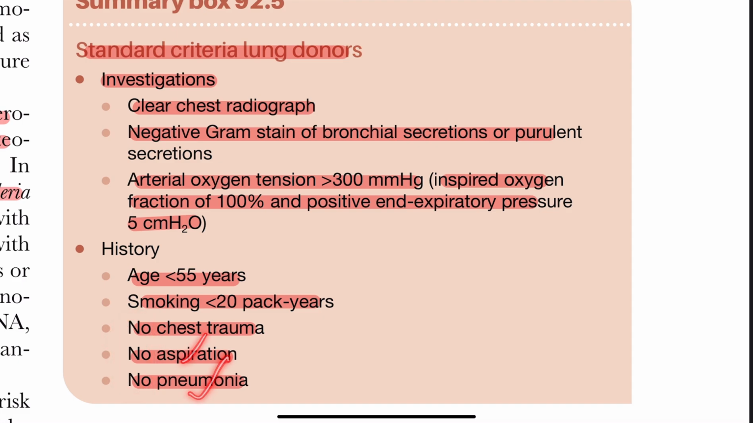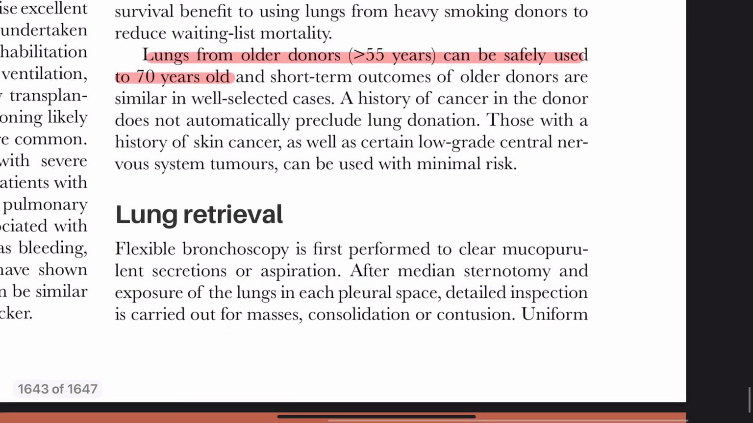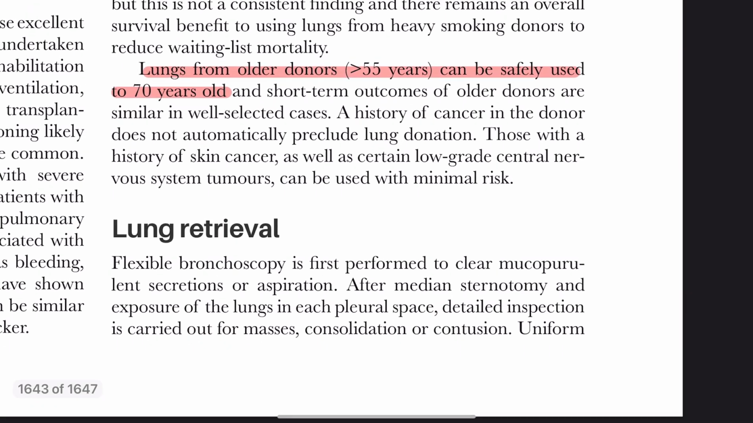aspiration, or pneumonia. Regarding investigation, there should be a clear chest radiograph, negative Gram stain for bronchial or pleural secretion, and arterial oxygen tension more than 300 mmHg at an inspired oxygen fraction of 100% and positive end-expiratory pressure of 5 mmHg. Lungs from older donors, more than 55 years, can be safely used up to 70 years of age. Meaning if there is an older recipient, you can go for an older donor also.